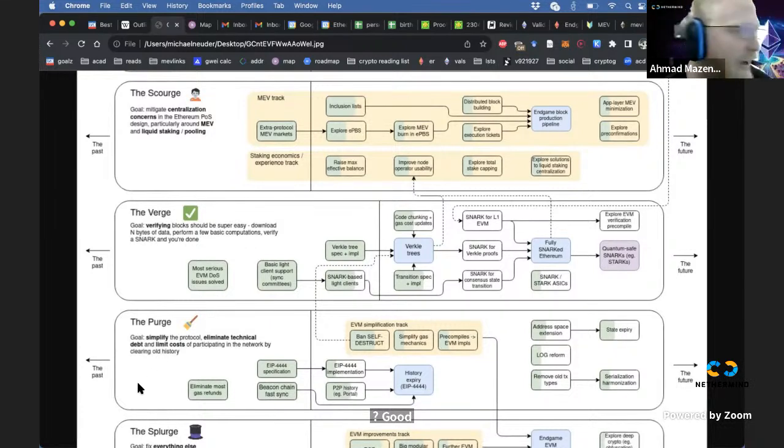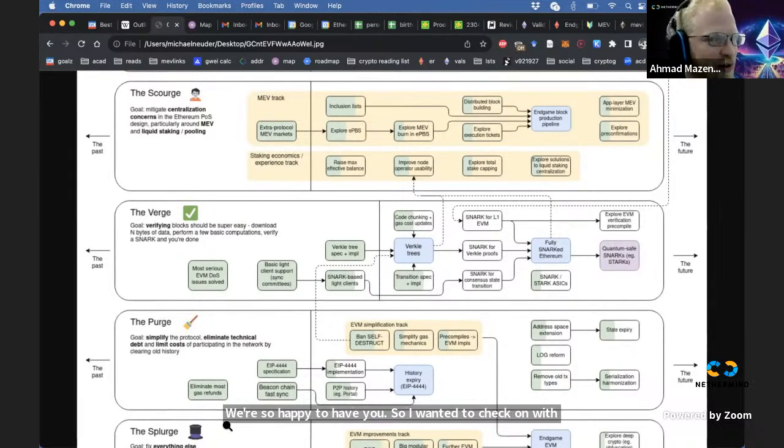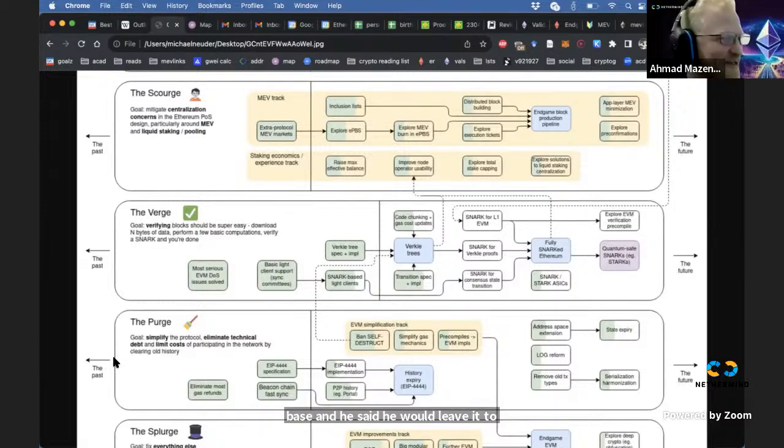I wanted to check with Carl on 4844. I was asking Ben earlier about sharing blob space between Optimism and Base, and he said he would leave it to the Optimism devs to answer such a question. So can you tell us about that?